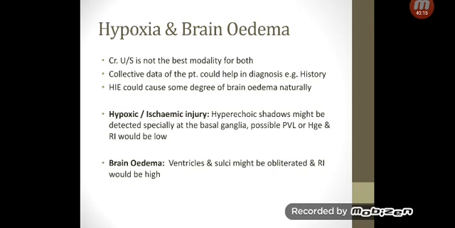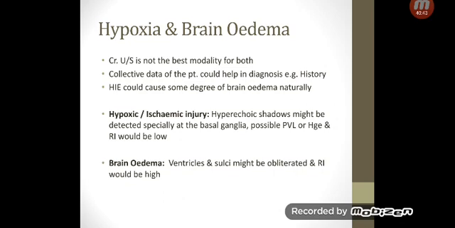HIE can cause brain edema as well, so it can be a bit tricky because, as I said, you're expecting the resistive index to be low with hypoxia and high with brain edema. So if a hypoxia happened that was pronounced enough to cause brain edema, you can have a normal resistive index, which is a bit tricky, because there's a factor that is getting it low and a factor that is getting it up.